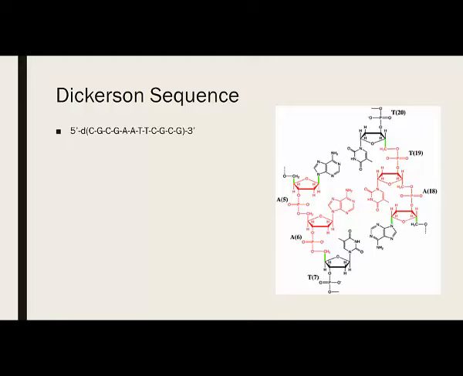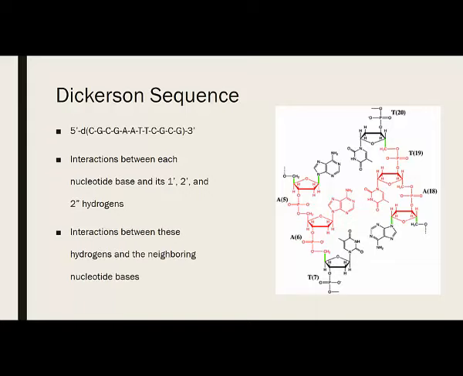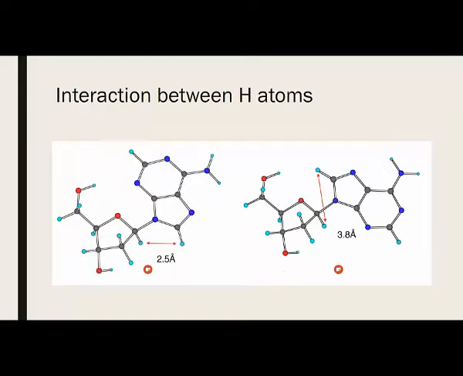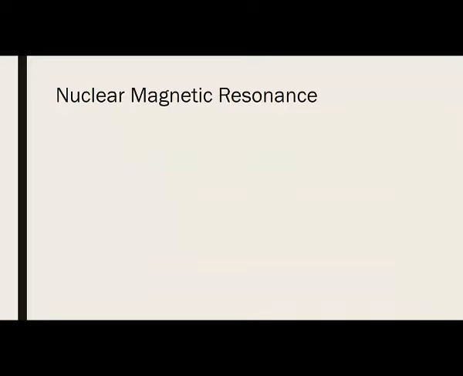What we are specifically going to look at is how the interactions between each nucleotide base, its 1', 2', and 2" hydrogens, and its neighboring bases' hydrogen atoms go together on a nuclear magnetic resonance spectrum. When hydrogen atoms are near each other in physical space, they interact with each other and resonate off of each other. When hydrogen atoms are further from each other, like in the image on the right, that interaction is absent, and we can actually measure those interactions through nuclear magnetic resonance.